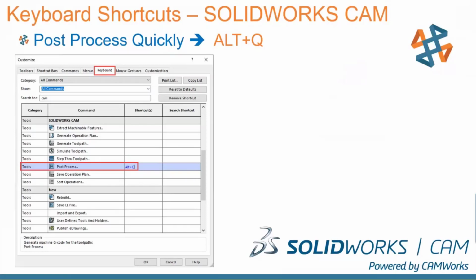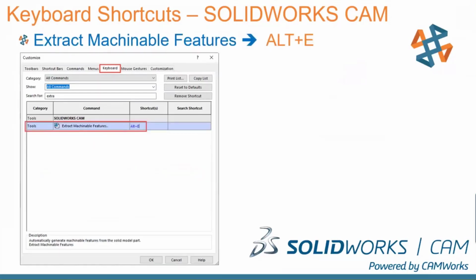Like this one, I always hit Alt Q to post process. I don't have to click a button to do that, so once I'm done programming I can post process quickly. The other keyboard shortcut I like is extract machinable features. I don't need to click the button, I just press Alt E and it runs the extract machinable features when I'm doing automatic feature recognition inside SolidWorks CAM.